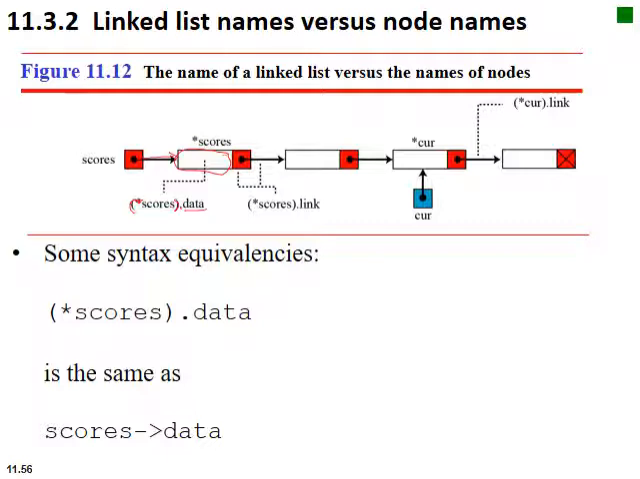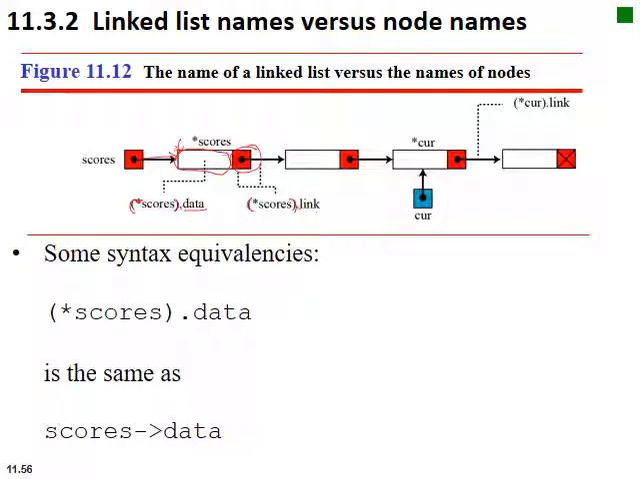To access the link part, in other words, to change the link, to make it point somewhere to the next item, we basically use the same. We say scores. In other words, what does scores point to? Scores points to the first item here, the first node. And what of that first node? Dot link. In other words, then we refer to that part, the pointer to the next item again.